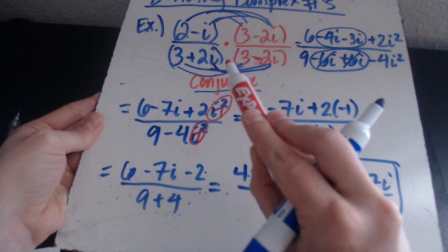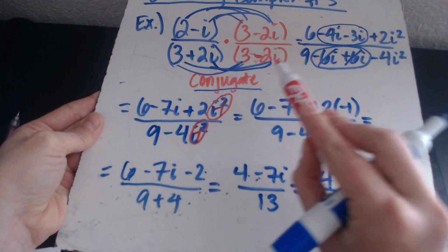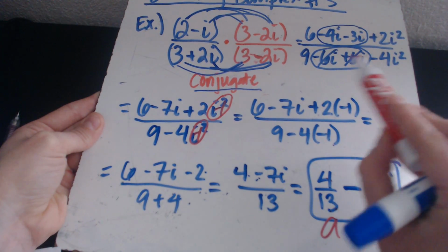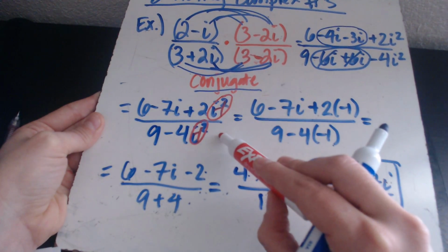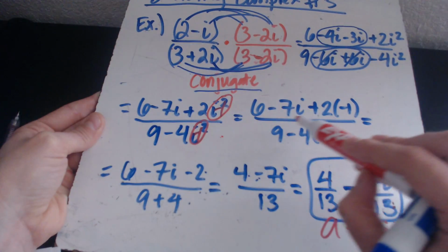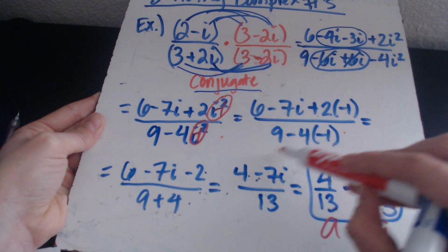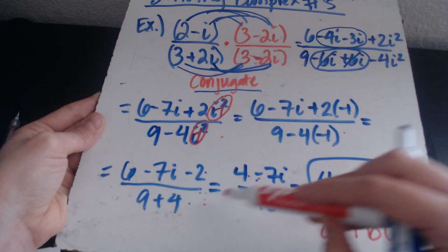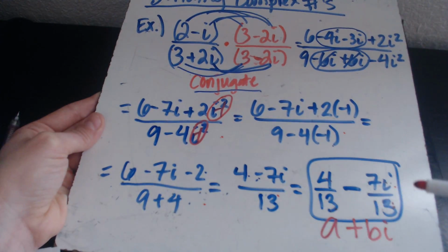So you multiply top and bottom by the conjugate. Then you're going to combine like terms. Then you're going to substitute in -1 for your i squareds. Then we're going to simplify down, combine the real numbers, and separate. All right, let's do another one.